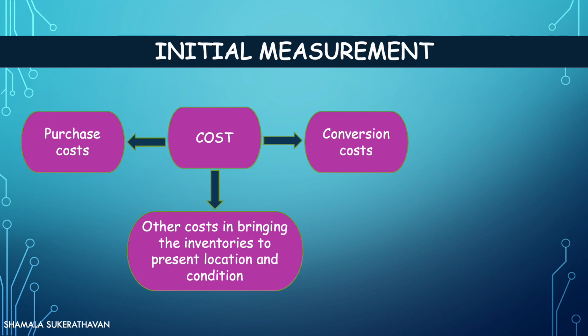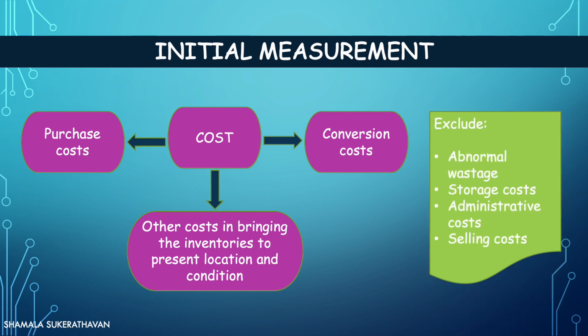Also note, if the capitalization criteria of IAS 23 is met, the borrowing cost should be included in the cost of inventories. Reminder, IAS 23 does not restrict capitalization of borrowing costs to only property, plant, or equipment. Abnormal amount of wasted materials, labor, or other production costs, storage costs, administrative costs, and selling costs must be excluded from the cost of inventories. These costs should be recognized as expenses in the period they are incurred.